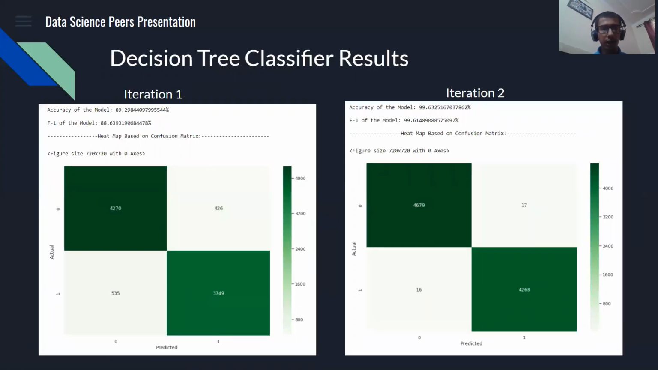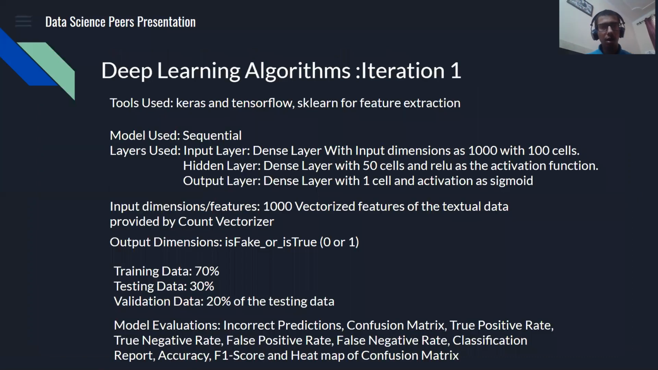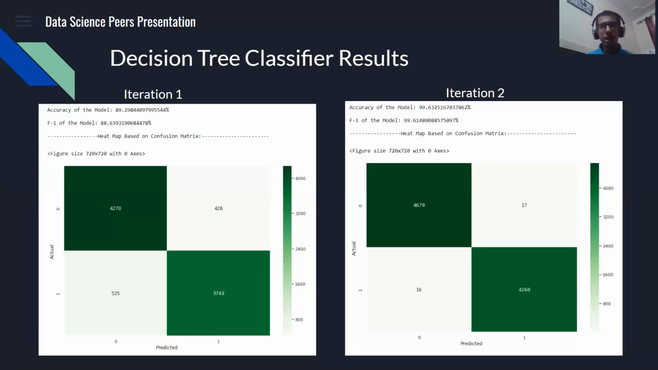Coming on to the decision tree classifier, for the spaCy features, that were the 300 features, I got an accuracy of 89.29% and 88.63% was the F1 score. Coming on to iteration 2, that was for the CountVectorizer and the TF-IDF transformer, it gives me quite a good accuracy, that was 99.63% and an F1 score of 99.61%. So this was all about the machine learning models.